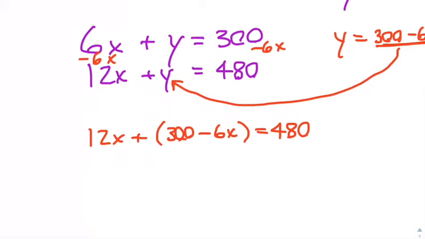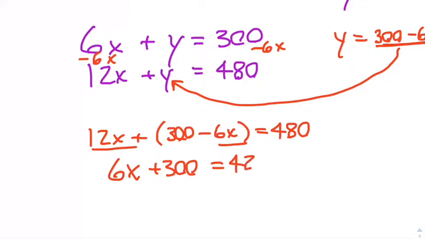Okay. Now, if you don't have anything outside the parentheses to distribute, it's kind of like having a 1. So we can go ahead and combine like terms right away. So 6x plus 300 equals 480. We're going to subtract 300 from both sides. I guess that gets us to 180 equals 6x. And then divide by 6.